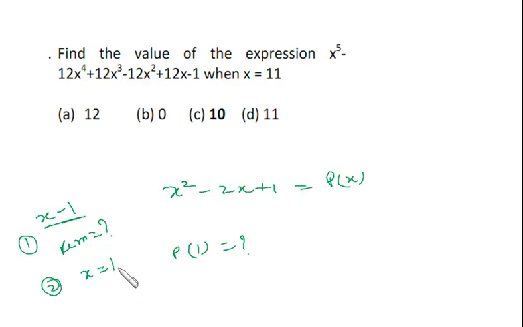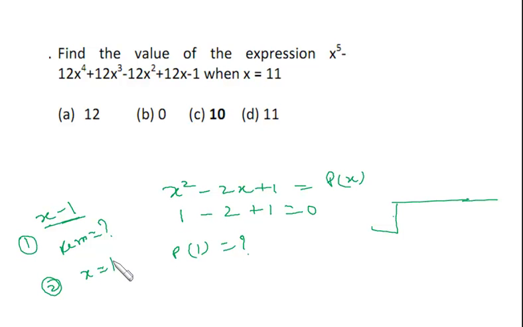These two are different questions, but the method of solving both is the same. In both cases, you put 1 in the expression and see what you get. Putting 1 here, it is 1 minus 2 plus 1, which is equal to 0. That means when you divide this expression by x minus 1, the remainder is 0. And when you put x is equal to 1 in this expression, the value is still 0, right? And you can go by the normal division method also.